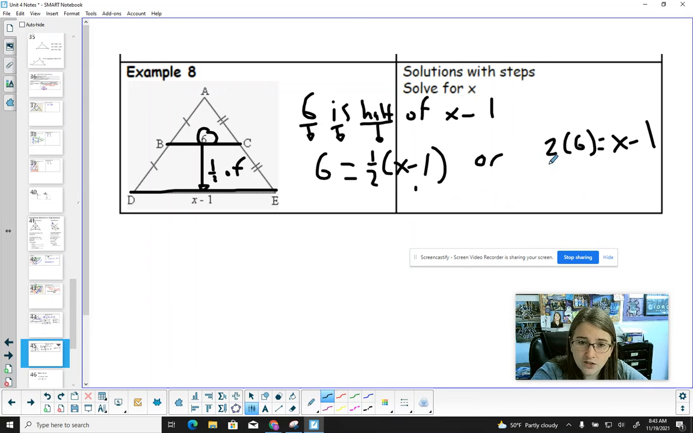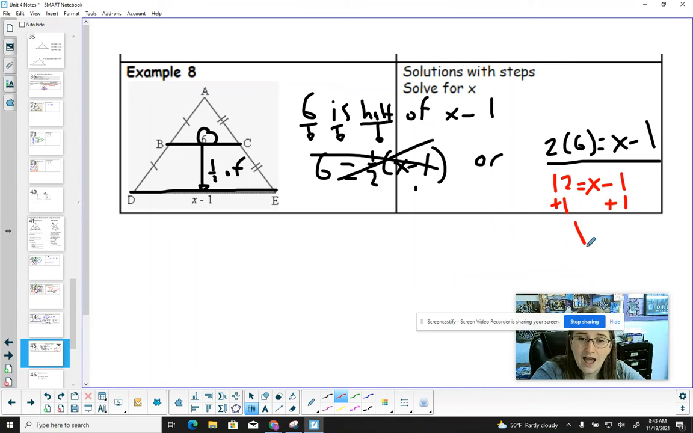So let's go ahead and solve this equation. It's a lot easier to solve here. The half kind of throws us off. A lot of you guys wouldn't be very good with solving that one. So try and solve this equation then. Okay, well, this is 12 equals x minus 1. I'm going to add the 1 over, and I get x equals 13. And then we're done. So be very careful, guys, in the assignment.